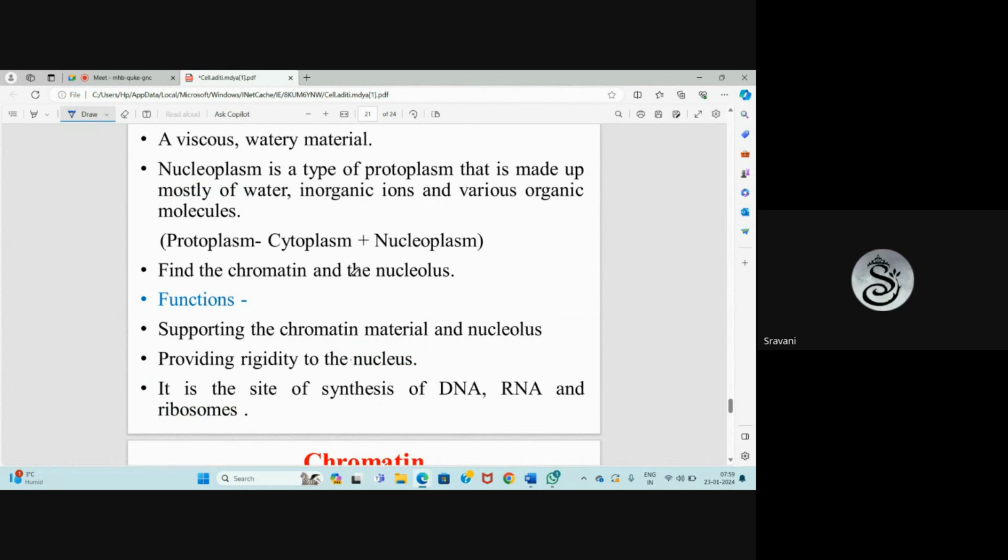Ma'am, I didn't understand the protoplasm. Where will it be? Protoplasm is the combined terminology of cytoplasm and nucleoplasm. Meaning, you got the concept of cytoplasm. It's the liquid content in the cell.